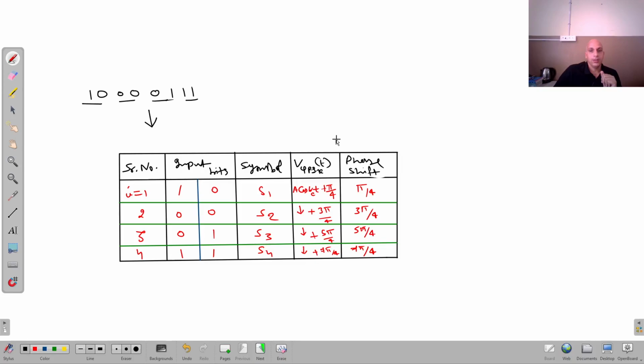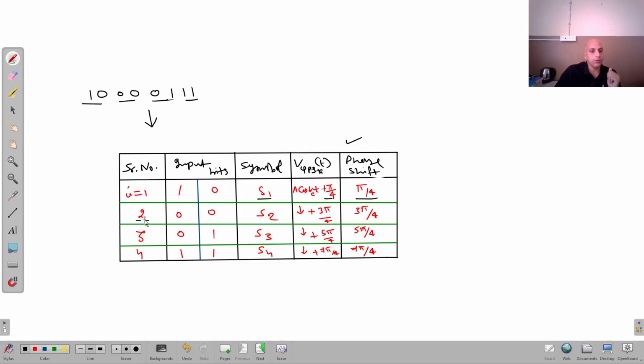are created. So you can see here when I is equal to 1 for these two input bits, symbol is S1, and the phase will be obviously cos of omega ct plus pi by 4, and the phase shift is pi by 4.